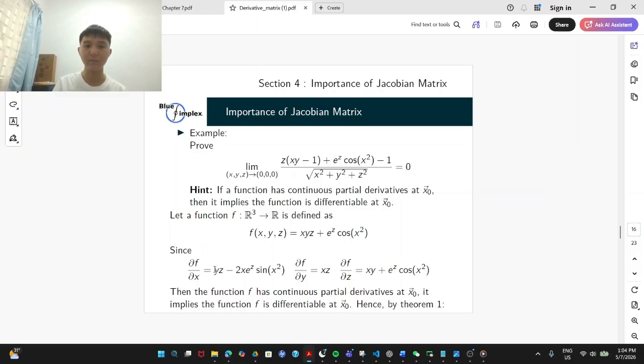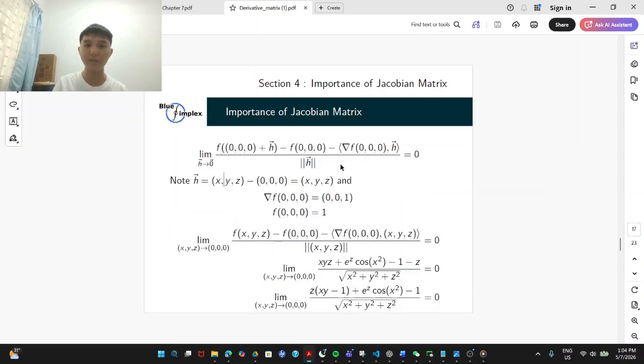Then we want to find the gradient of f, which means this one. We take the partial derivatives with respect to x, y, and z, and then we obtain this one. Since polynomials are continuous, and the exponential, cosine and sine functions are continuous, we can obtain that the function f has continuous partial derivatives at vector x naught. So it implies the function f is differentiable at vector x naught by theorem 1. So I can obtain that this limit is equal to 0.